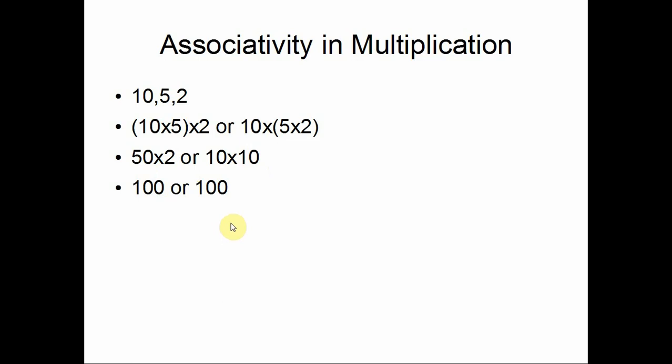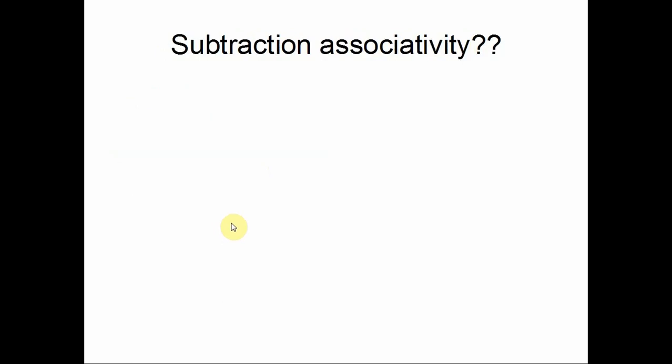Now, let's try to look at associativity in case of subtraction. So we have 3 numbers again. We say we subtract 5 from the 10, and then we subtract 2 from the total of this. Or we can keep the 10 aside and subtract 5 minus 2 from this.